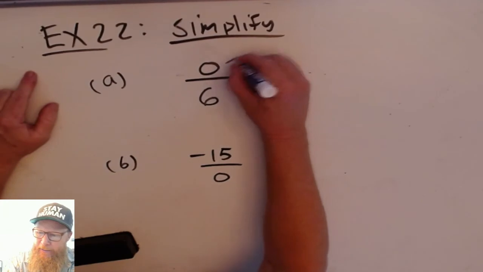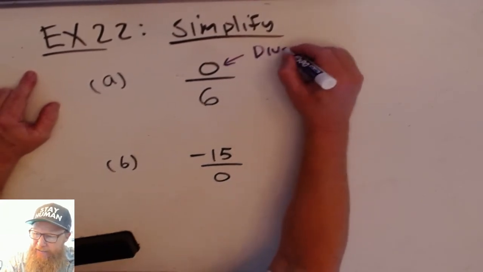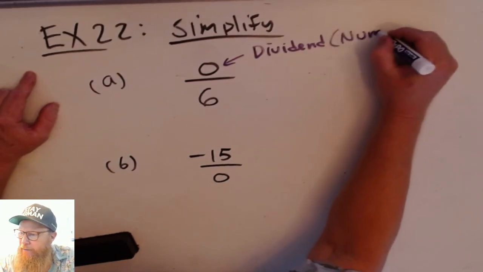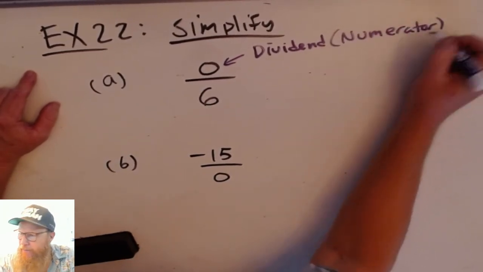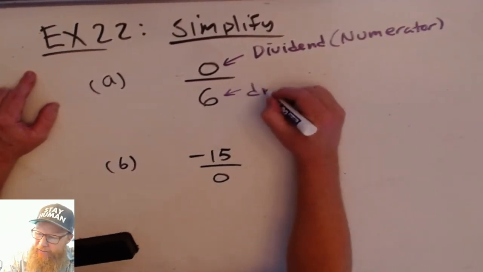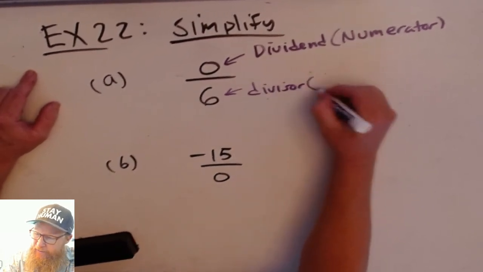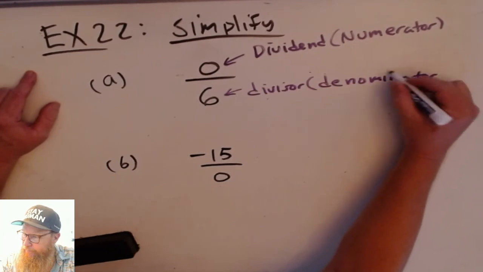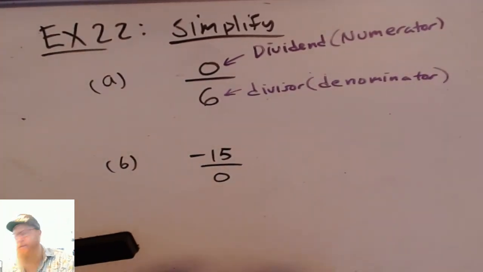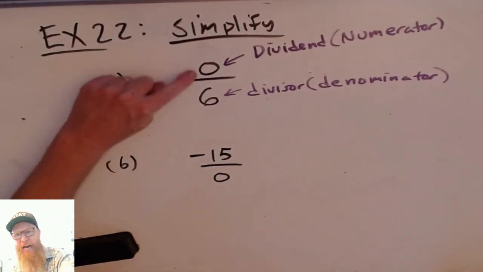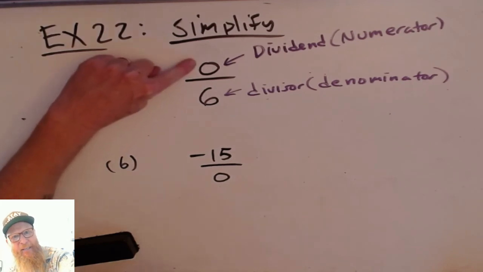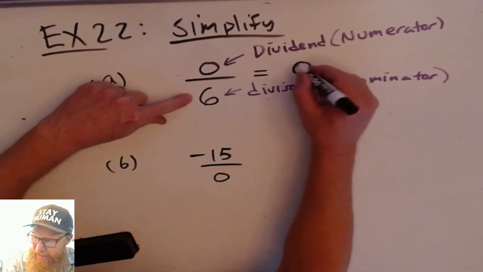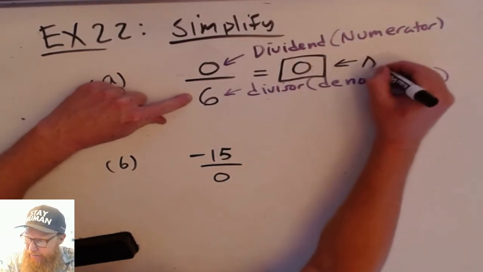Okay. Dividend is also called the numerator. Divisor is also called the denominator. Okay, so this time the dividend is 0, the divisor is 6, and so the answer is just 0. That's your answer.